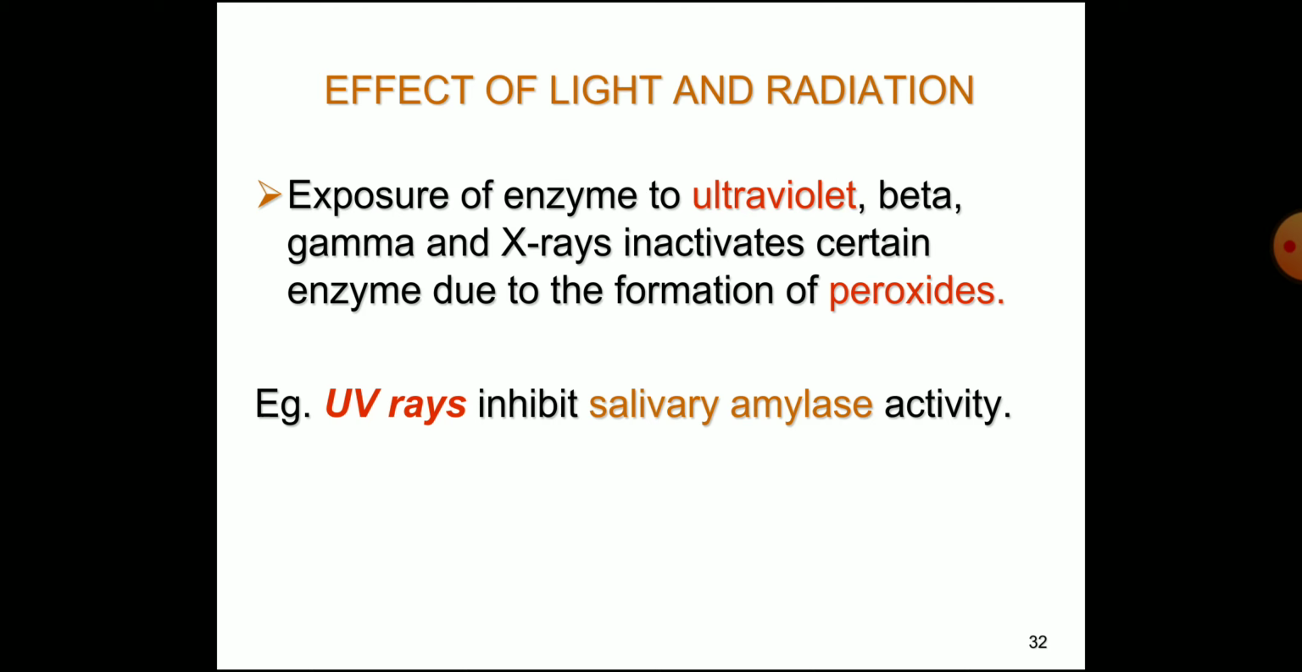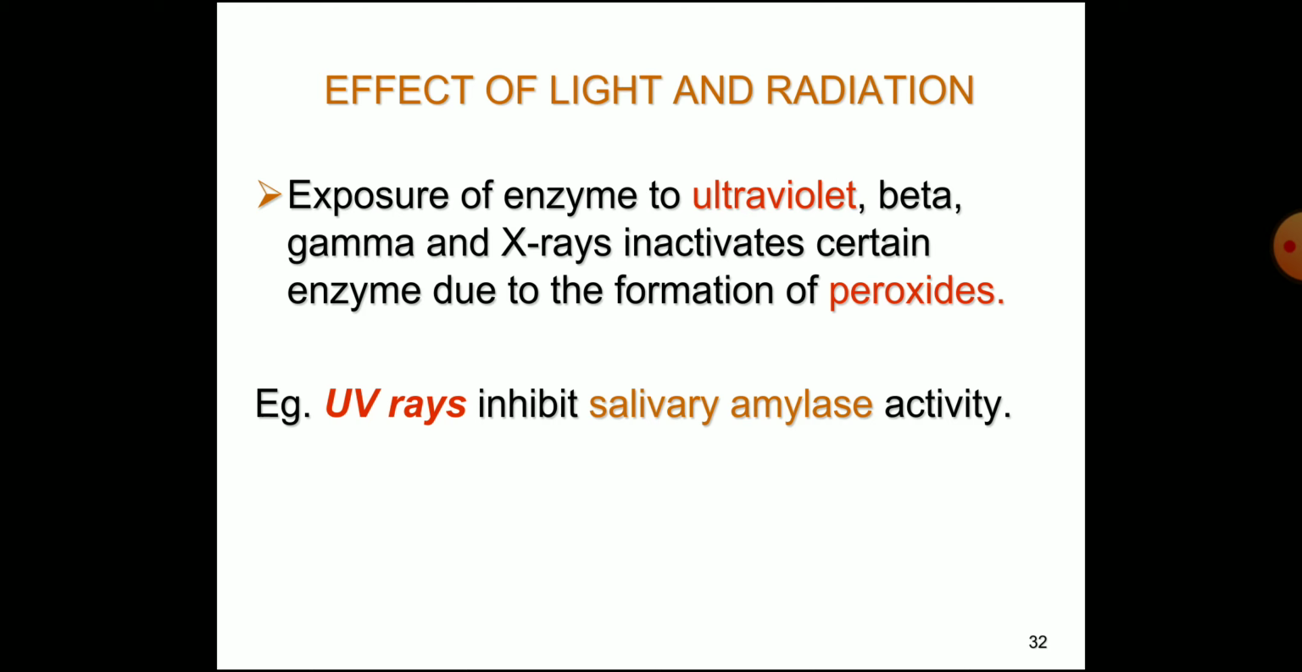Now, effect of light and radiation. The exposure of enzyme to ultraviolet rays, beta rays, gamma rays, and X-rays inactivates certain enzymes due to formation of peroxides. You might have studied that X-rays, gamma rays, beta rays and ultraviolet rays have a lethal effect on the cell, producing peroxides. Peroxides are dangerous. So by this peroxide formation, they will have an effect on the enzyme also. Enzyme activity will be lost.